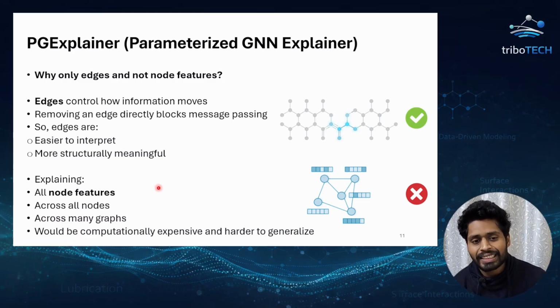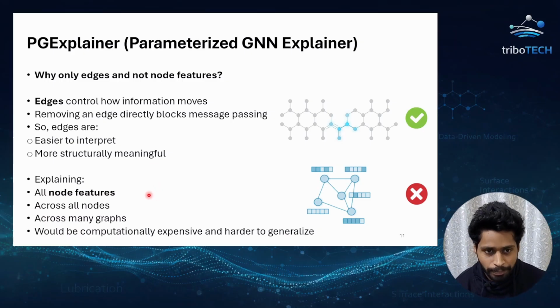The other reason is that in node features, the number of node features across all nodes and across many graphs is too much. So it would be computationally very expensive for an explainer like PGExplainer, which is operating on a model basis, to explain all the node features. And node features are also harder to generalize and harder to interpret compared to edges.